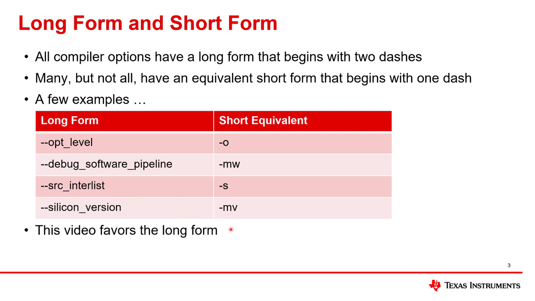In this video, I always try to use the long form because it's more descriptive, and when you're first learning them, it makes it more clear as to what's going on. However, you might catch me when I'm just talking about options. I might use a short equivalent. I might say -o when the video shows --opt_level. I hope you show some patience with me over this.